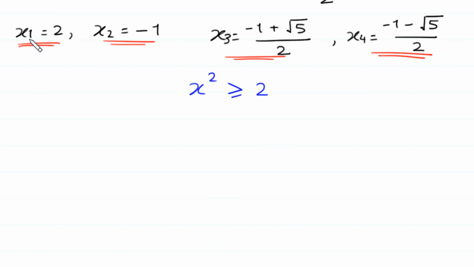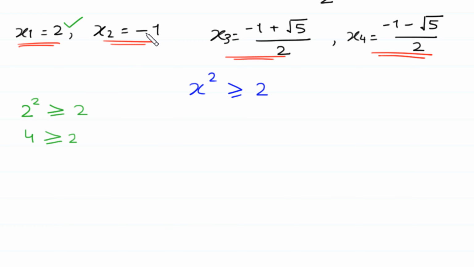First we check the first value of x, 2. Here we put the value of x, 2. 2 square must be greater than or equal to 2. 2 square is 4, and 4 is greater than or equal to 2. You can see that 4 is greater than 2. So this solution is a valid solution.